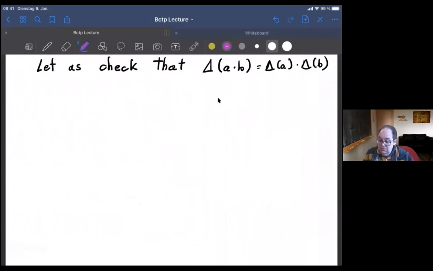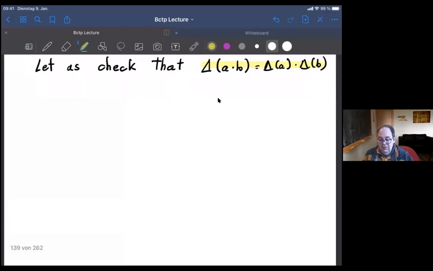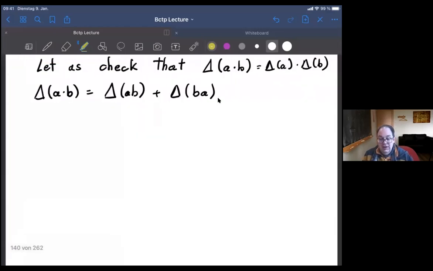Now, if these two operations operate together, I need this compatibility condition. So does it hold? Well, let's check it. Let's first check the left-hand side, and let's do all the steps. So I first do A times B. Well, this is shuffle. This is this.